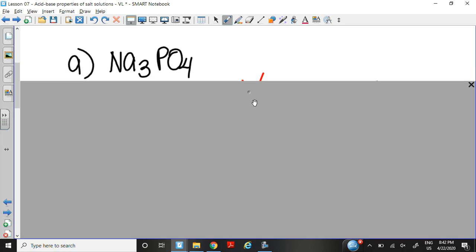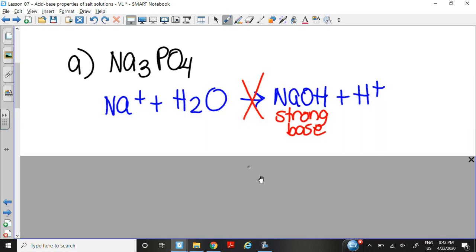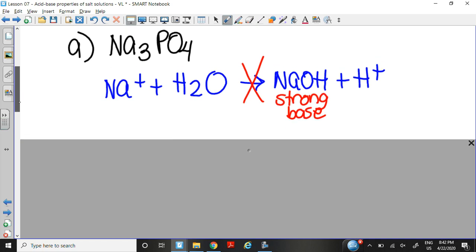So our first example, sodium phosphate. And I've already got the first answer in here because we just saw it. In sodium phosphate, there's two ions, the sodium ion and the phosphate ion. The sodium ion, even though it's paired up with a different anion here, still is the same scenario as before. Sodium interacts with water, it would gain that hydroxide ion, but we know that's not plausible because sodium hydroxide is a strong base, and that's not going to work for us. Let's take a look now at the phosphate ion.